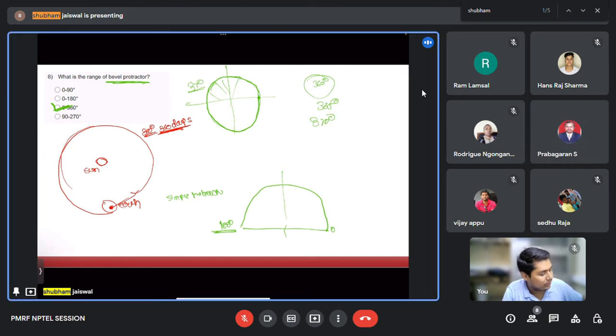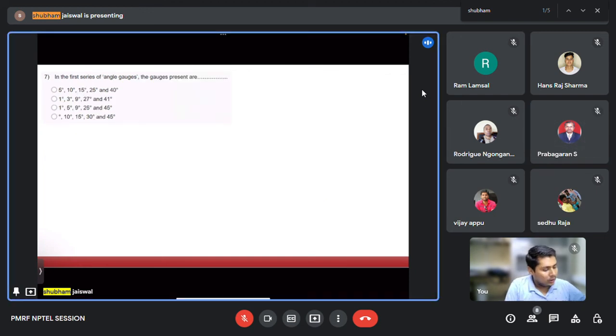Moving to our next question. In the first series of angle gauges, the gauges present are. So, which is the correct option among these?